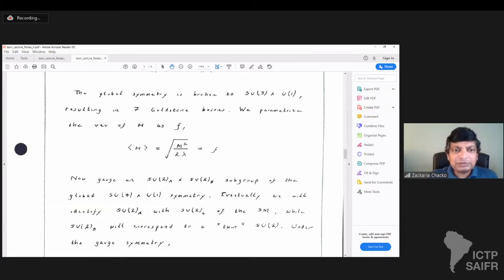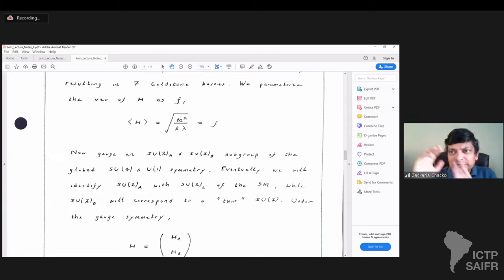Now, what we are going to do is gauge an SU(2)_A × SU(2)_B subgroup of the global SU(4) × U(1), right? And the direction we are headed is that eventually we are going to identify SU(2)_A with SU(2)_L of the standard model. And SU(2)_B is going to be what we call a twin SU(2). Remember, it's the mirror twin Higgs model. I'm going to explain what that means in a minute. But this SU(4) has two SU(2)s in it, and we gauge them both. One of those SU(2)s is the SU(2)_L of the standard model, and the other is this twin SU(2).